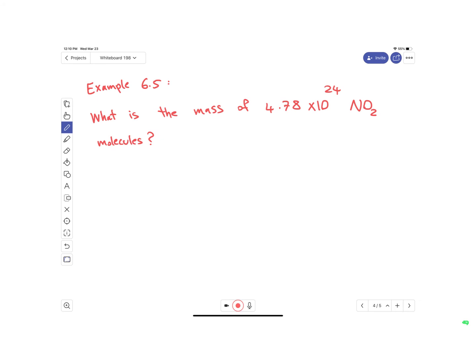Okay. And that is the number of molecules, right? This one, so you can write number of molecules, or however you want to distinguish that this is the number of molecules, okay?